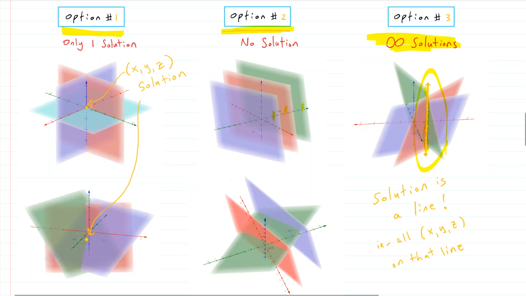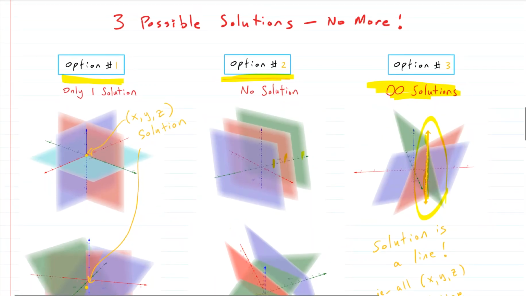If you're in this category, you're going through your problem, and the variables will drop out again, and you'll get a true statement, like 0 equals 0 or 5 equals 5. You know that you are here in the third option. So again, we only have 3 options for solution categories: one solution, no solutions, or infinite solutions.